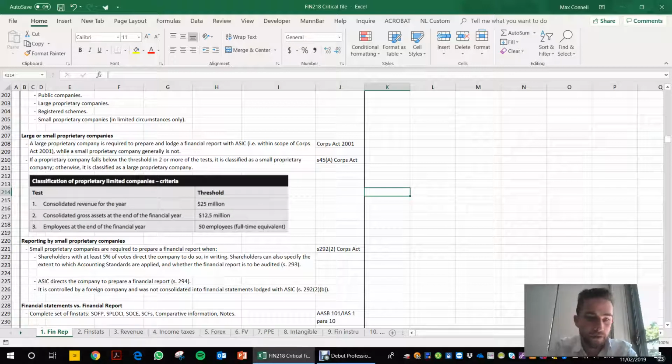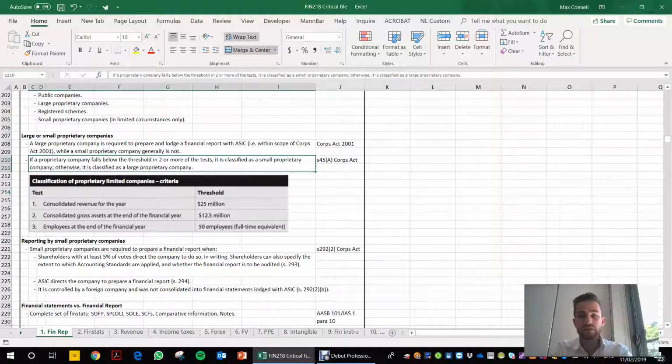And it's got 52 employees at the end of the financial year. Is this a large or small company? So let's just go through and see if it fails or passes the test. So the first one, we said it's going to fail that because it's below the threshold. Second one, we're going to fail that one because it's below the threshold. And the last one, it passes that one because it's above the threshold.